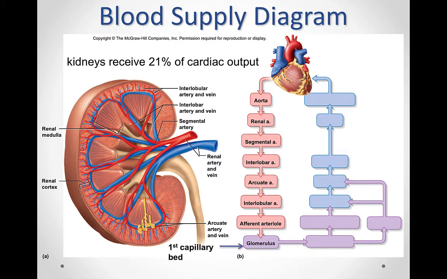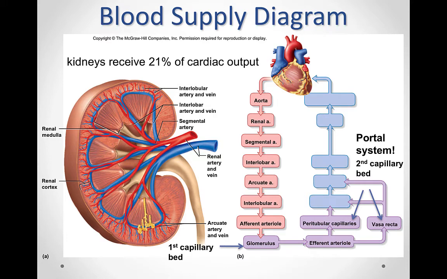That afferent arteriole brings blood to the first capillary bed called the glomerulus. You can't see the glomerulus in this image to your left, but we will look at it on the next few slides. Blood is filtered here and then leaves through the efferent arteriole. That leads into either the peritubular capillaries or the vasa recta. Both of these are the second capillary bed in the renal portal system. Various nutrients and molecules are reabsorbed in these second capillary beds.